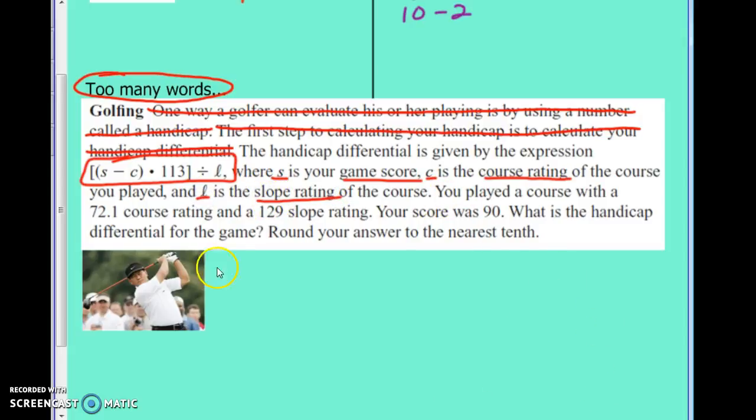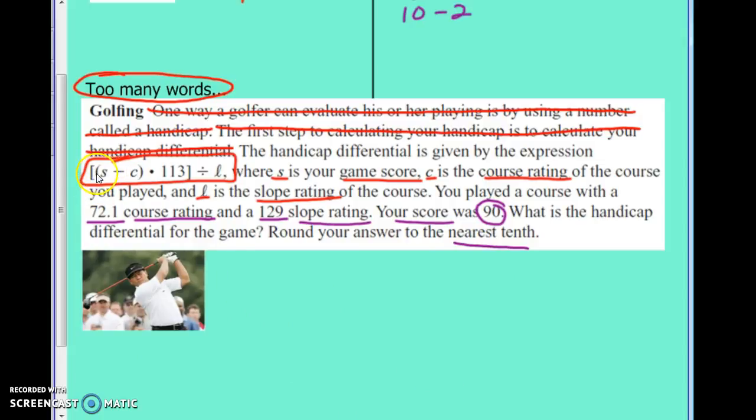You play a course with a 72.1 course rating and a 129 slope rating. Your score was 90. What is the handicap differential? So using this equation, we're going to figure that out. Then round your answer to the nearest 10th.